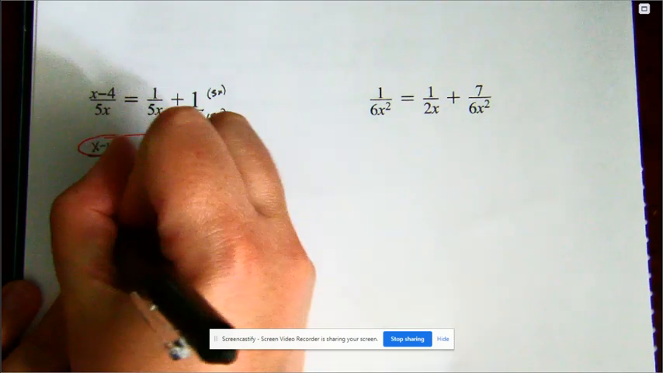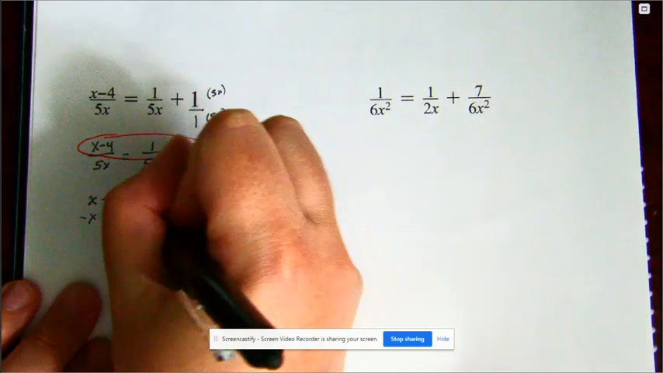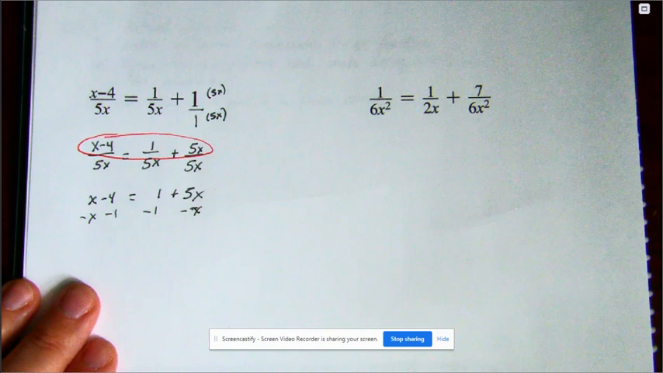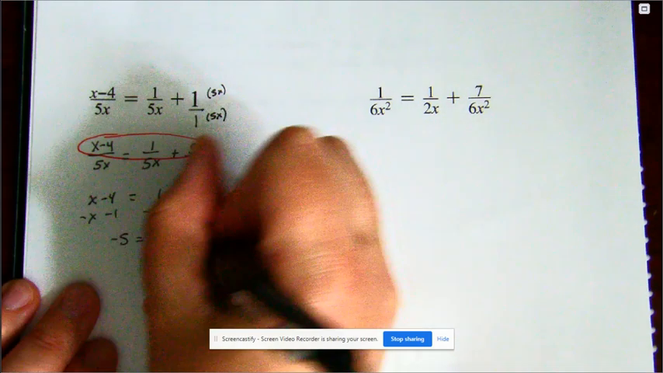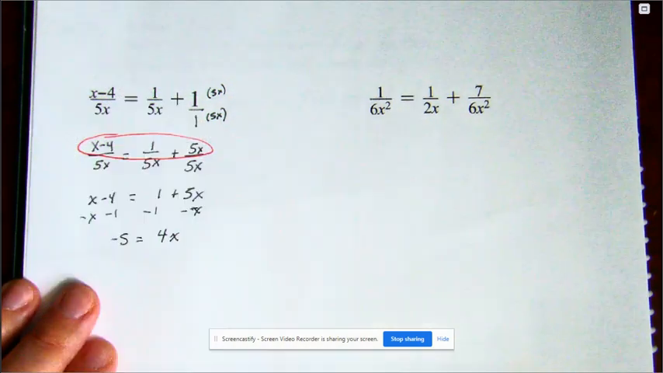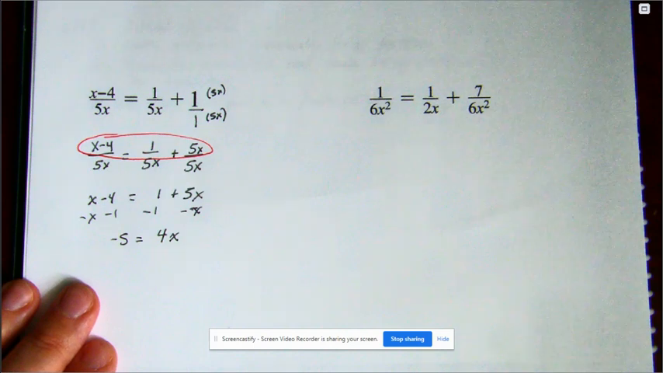So I'm going to subtract x over. I'm also going to subtract the 1. And then I'm going to divide by 4.